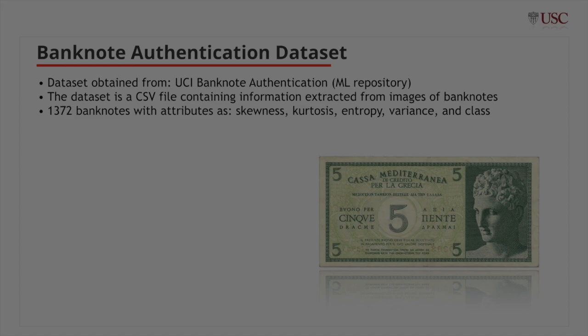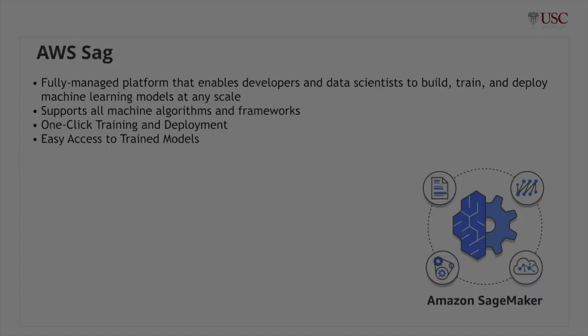Banknote authentication dataset. It is provided by UC Irvine in one of their machine learning repositories. The dataset contains 1,300 rows, which has 5 different attributes such as skewness, entropy, variance, class, and kurtosis. Based on these 4 attributes and 1 key, we try to identify which banknote is fake or not fake.